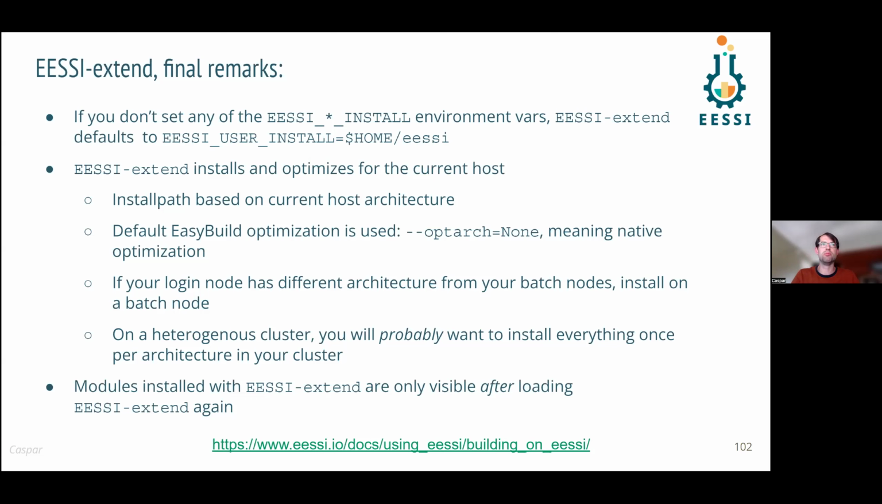And finally, something to keep in mind is that the modules that are installed with Easy Extend are only visible after loading Easy Extend again. That's a first time thing. So when you load Easy Extend, it will try to check, does this install directory already exist? If so, it will do a module use of that directory, so it will append it to the module path. But if the directory doesn't exist yet, it will not do that. So the very first time you install something, it will not yet be on your module path, and either you need to manually add it to your module path like we saw earlier, or just reload the Easy Extend module.